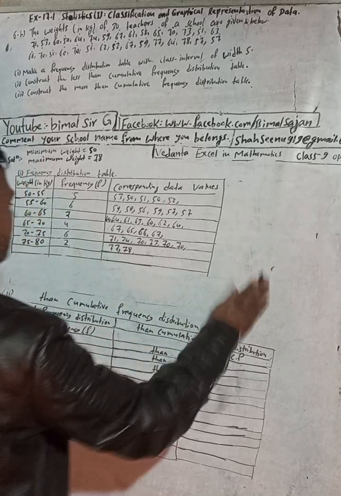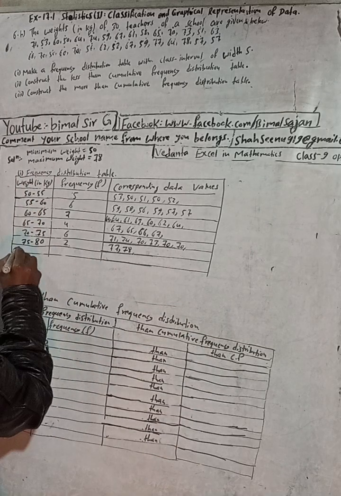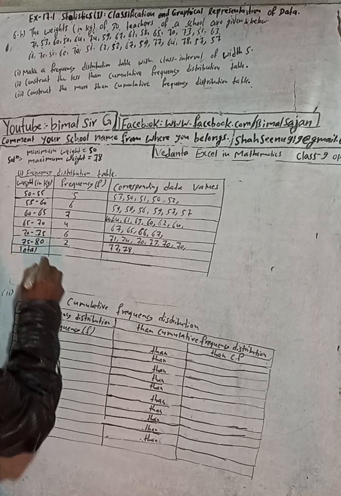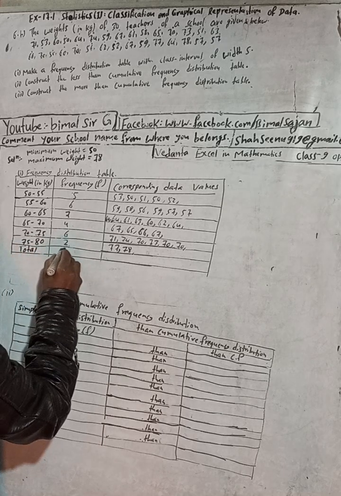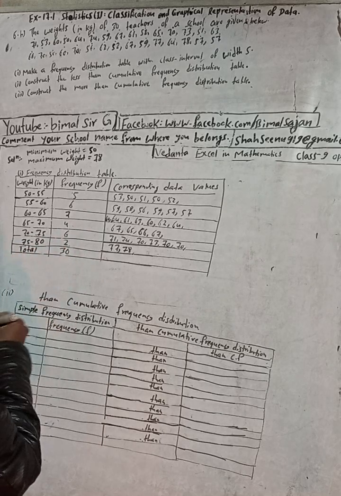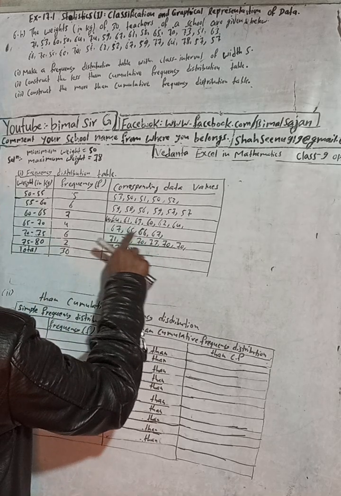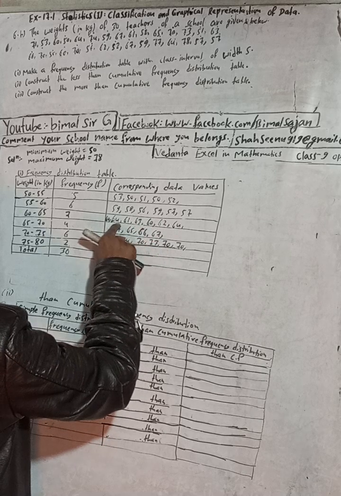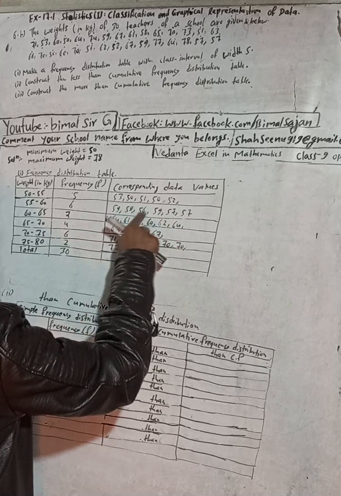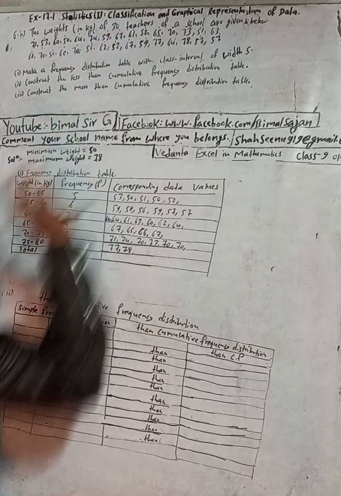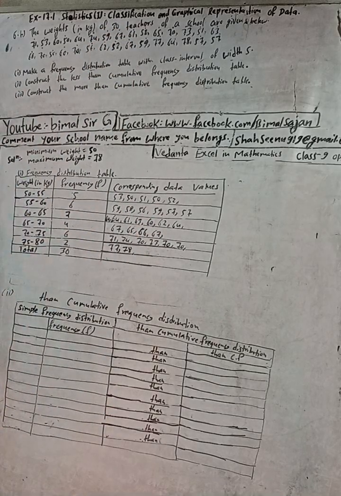Extra part, so we can write here now here total, T-O-T-A-L, total, so total is how much here, 30, okay, 30, you can count here 1, 2, 3, 4, 5, 6, 7, 8, 9, 10, 11, 12, 13, 14, 15, 16, 17, 18, 19, 20, 21, 22, 23, 24, 25, 26, 27, 28, 29, 30, okay, so 30 teachers and 30 words.